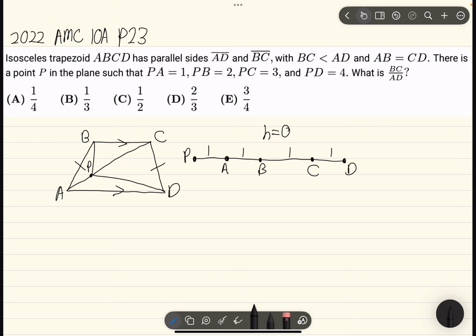But that is what our supposedly trapezoid looks like. So what is BC over AD then? Well, for this trapezoid-ish thing to work, on the straight line BC has to be 1, and AD is 3, which is 1 plus 1 plus 1. So BC over AD is 1 over 3, which is B. So it's in our option choices, so we're probably right.